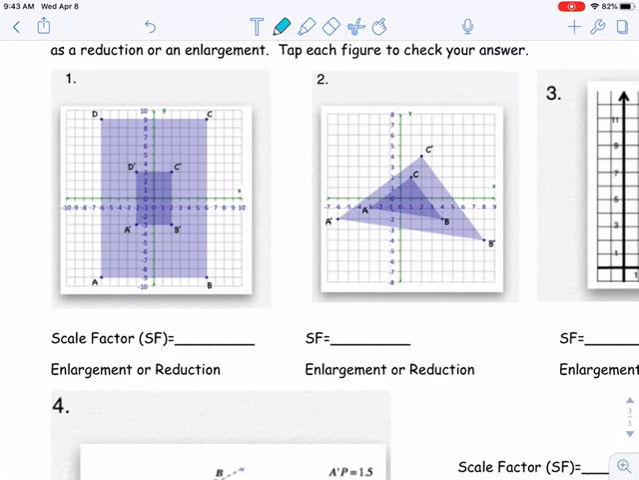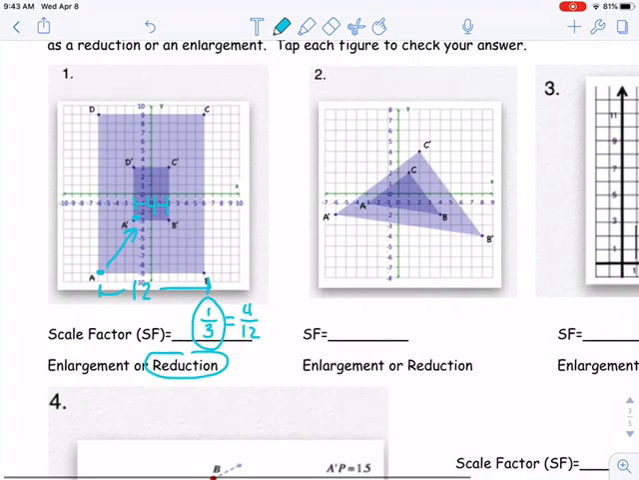All right. So remember the prime notation is huge. We're going from A to A prime, so I know it's a reduction. And then this length right here is 12. This length is 4. So I'm getting smaller, so it needs to be 1/3. All right, that's how you do it. That was equal to 4 over 12, and I just reduced it. 1/3 is the official answer. I got a little excited and just wrote the final answer, but you just do 4 over 12, bada bing, bada boom.